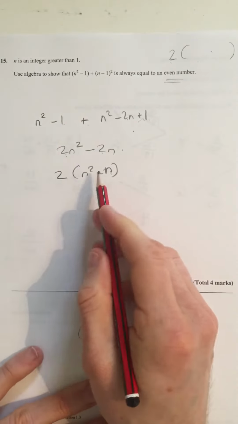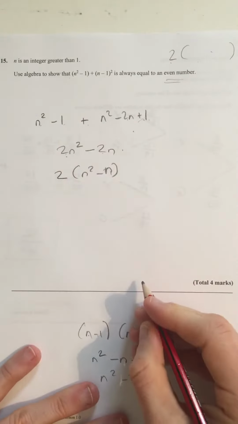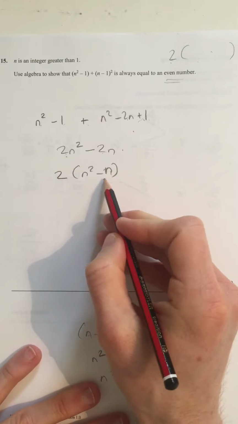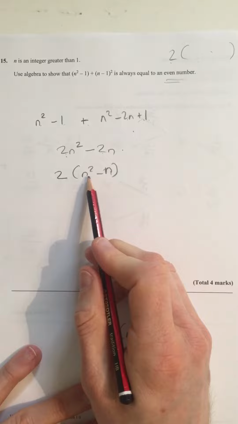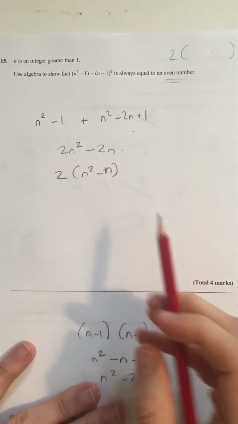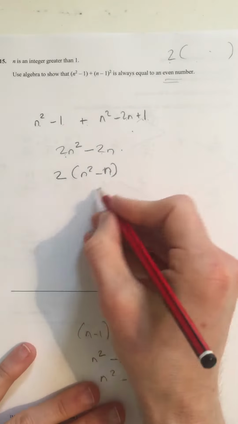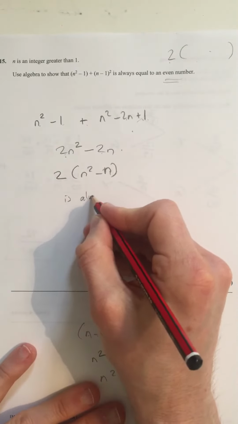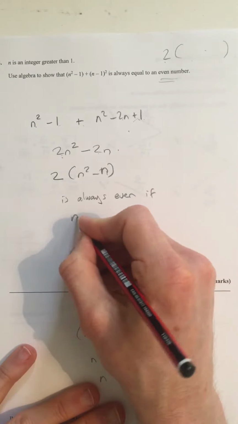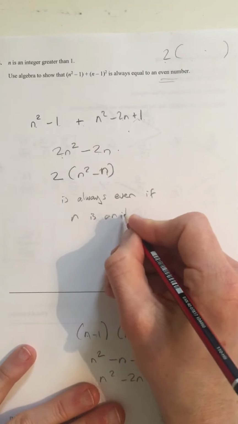And notice here I've got 2 times something. So it doesn't really matter what n is here, as long as it's an integer. This is going to be an integer as well, and then 2 times an integer is always going to be an even number. So this is always even if n is an integer. And we're done.